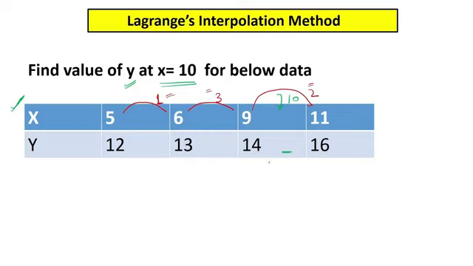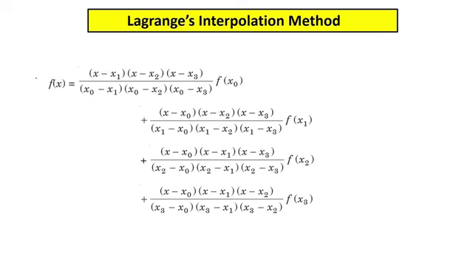There is a simple formula to find the value of y at the corresponding value of x. We will just apply that formula and we can easily find our answer. So let's see what the formula is. Here is our formula of the Lagrange's interpolation method. Here f of x is actually your y. Okay, and in our question we are asked for the x value of 10. So this is actually the value at 10, which we have to find out.